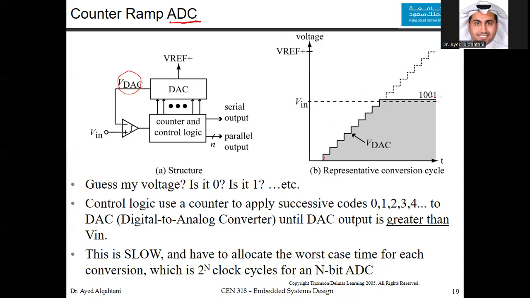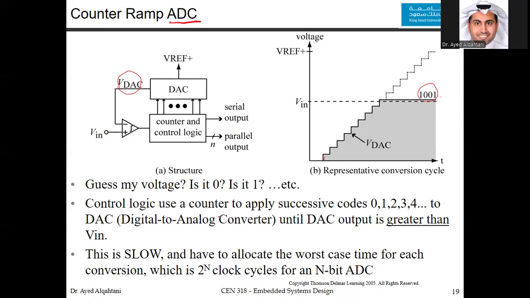And you know that 1001 is actually the digital value, and you output that in whatever format you want, whether parallel or serial. So it's like a guessing game. Guess my voltage. Is it 0? Is it 1? Is it 2? You start counting.